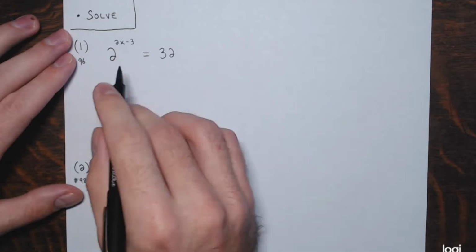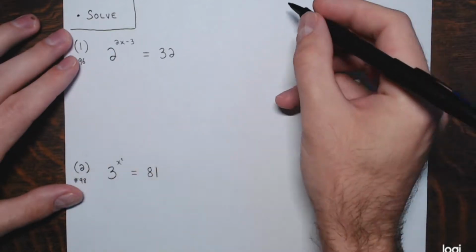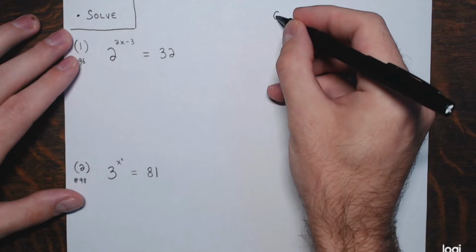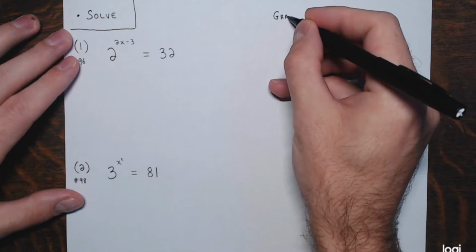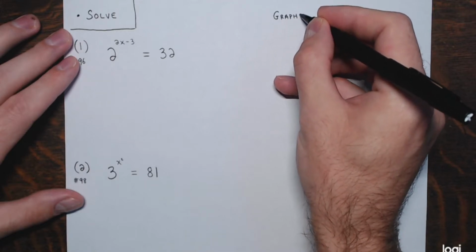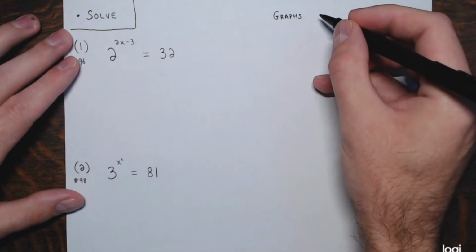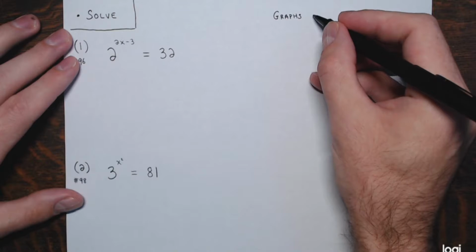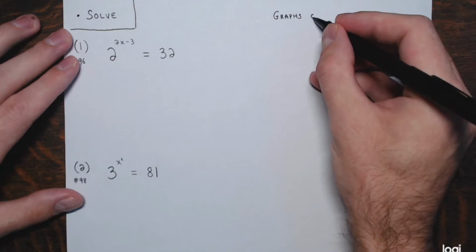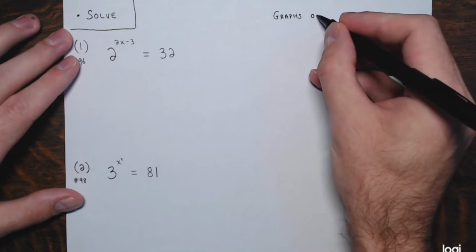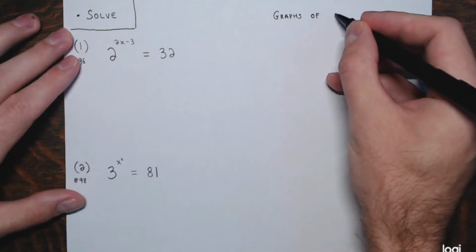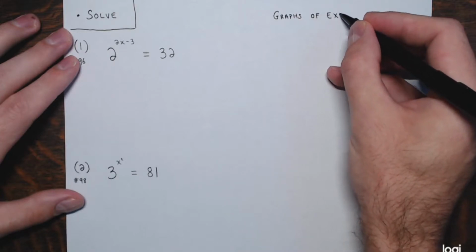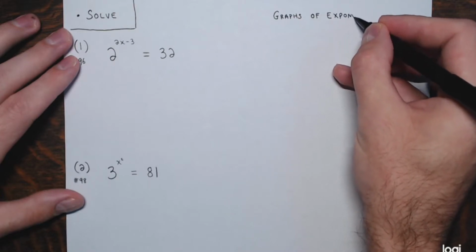Alright, so before I get into actually solving this, I want to talk about the graphs of exponential functions real quick. You've seen me talk about these in a previous video on graphing exponential functions. I just want to recap it here. The graphs of basic exponential functions.